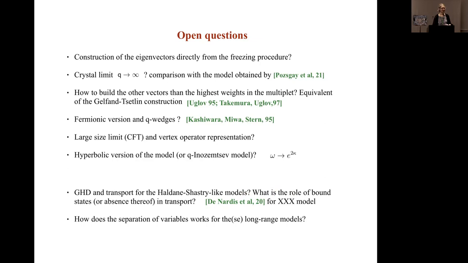The question is what happens, since here we don't have bound states anymore, to the transport in this particular case. So I think there are many interesting questions that one can still study about these models. And thank you very much for your attention.